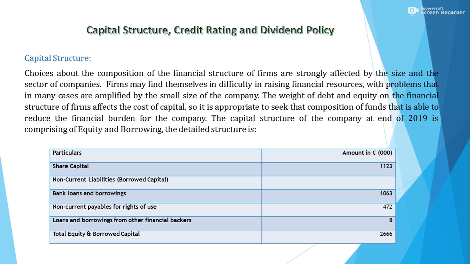Let's move to the capital structure. The company's capital structure consists of equity as well as borrowed capital. The share capital, which we have seen, amounts to 1,123,000 euros, and then the borrowed capital also. So the total equity capital at the end of the year 2019 is approximately 2,666,000 euros.